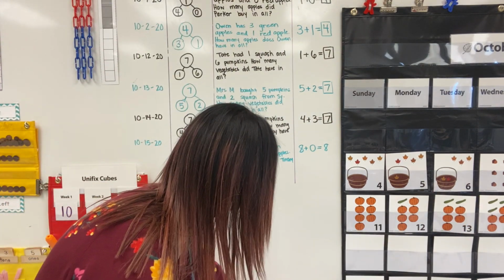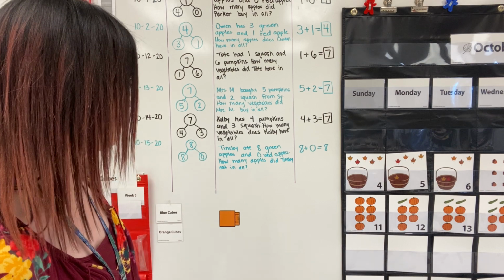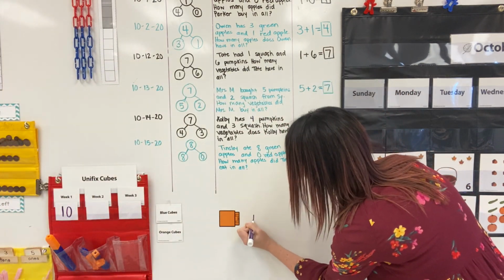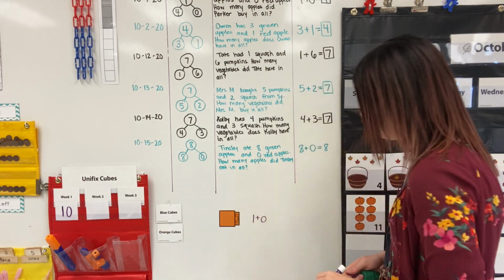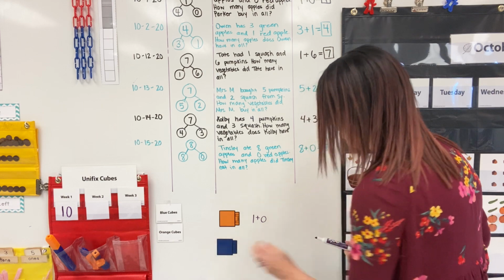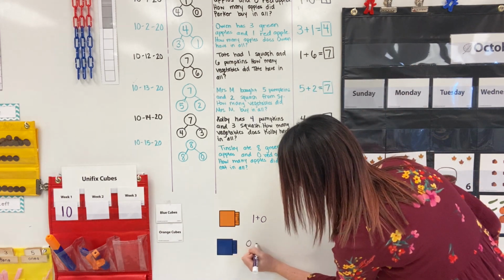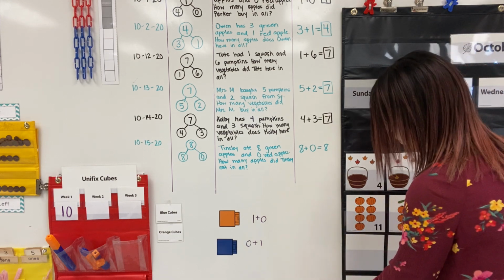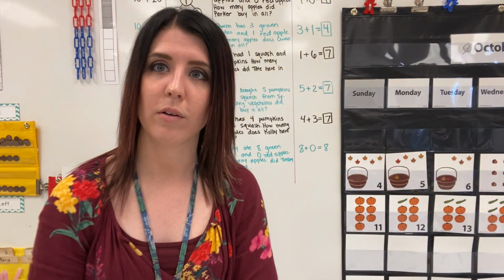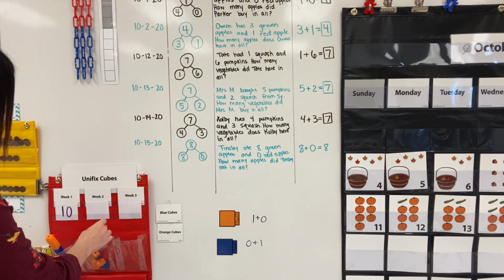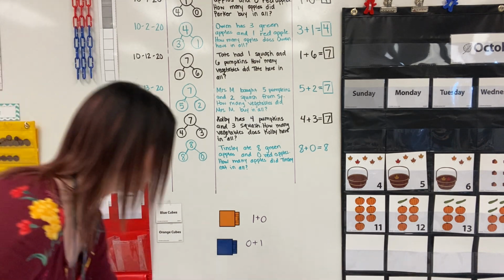It could be 1 orange and no blues. So it could be 1 orange plus 0 blues. Or what else could it be? It could be 0 orange and 1 blue. So our 1 could look 2 different ways. It could either be 1 orange or it could be 1 blue. Are you ready to see it? 1 blue today. So we're going to add 1 blue to our collection.